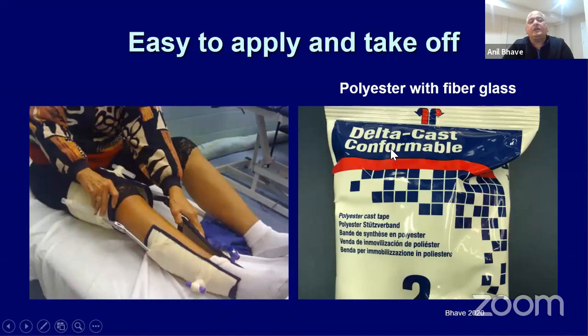It needs a special casting material. People ask me this all the time. It's Delta-Cast Conformable. It's a polyester with fiberglass. With fiberglass alone, you can't make a removable splint out of it. It will break. But if you add a polyester fiber to the fiberglass, then you can actually make splints that can open and close. So you can use this very effectively.